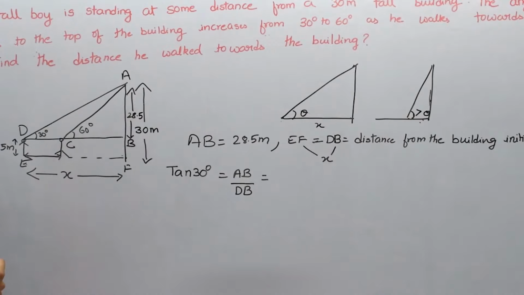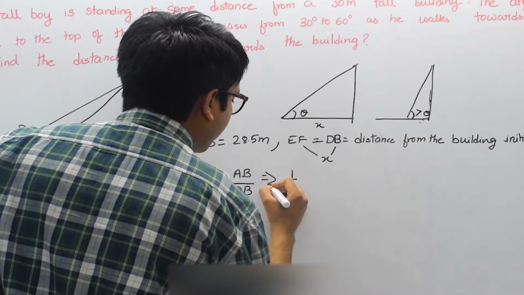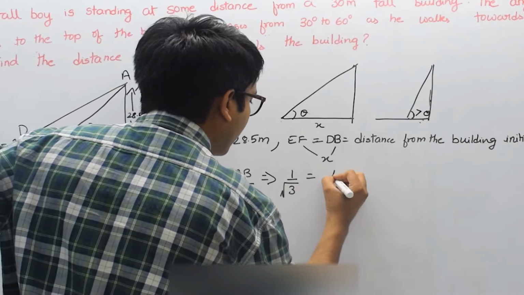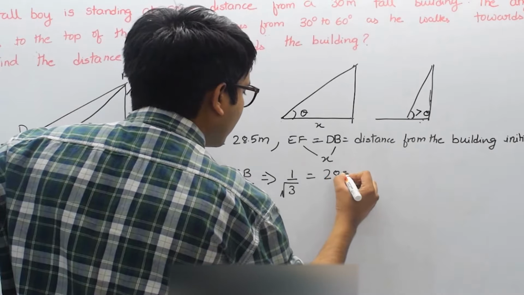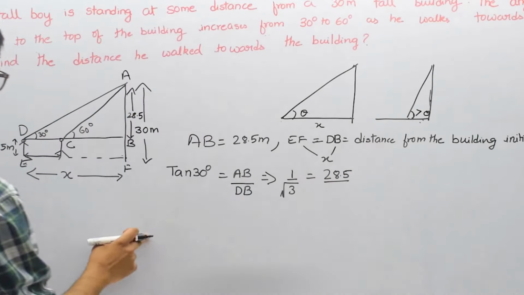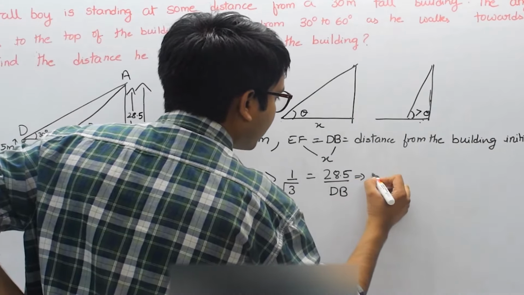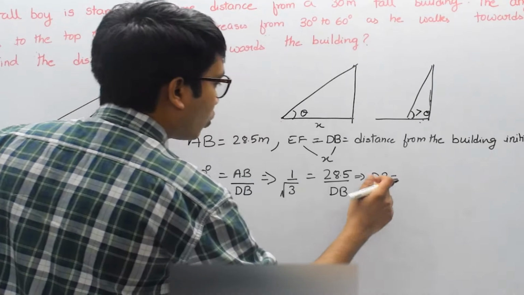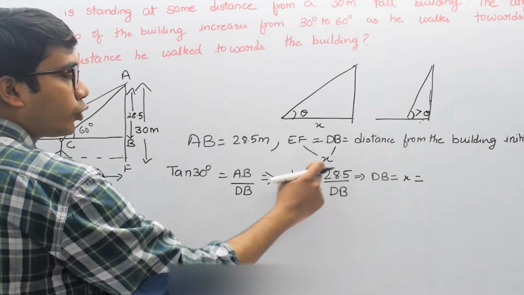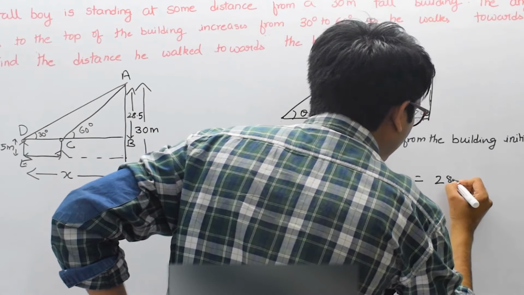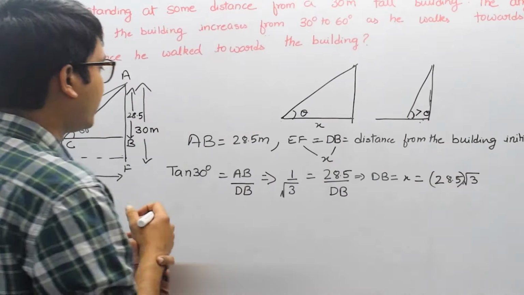And what is tan 30? Tan 30 is 1 by root 3. So, which implies 1 by root 3 is equal to AB, 28.5 meters, by DB, which implies DB, which is equal to X. DB I took it as X. So X is equal to root 3 into 28.5. So 28.5 into root 3.